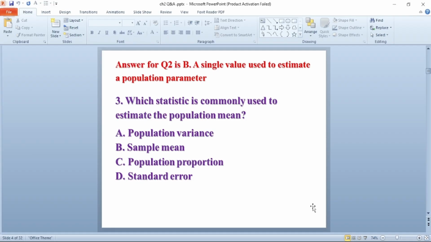Question number 3. Which statistic is commonly used to estimate the population mean? A. Population variance. B. Sample mean. C. Population proportion. D. Standard error. The answer for this is B. Sample mean.